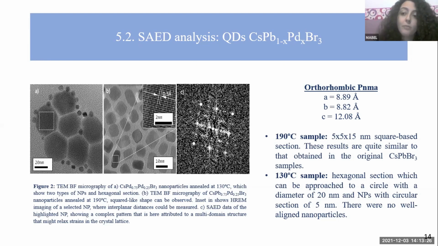5 per 50 nanometers. Our explanation for this phenomenon is that these nanoparticles could be composed of a variety of domains that induce some strain relaxation in the lattice. An orthorhombic configuration is detected with lattice parameters shown on the screen. These results are quite similar to those obtained in the original cesium lead tribromide samples that I commented on before.